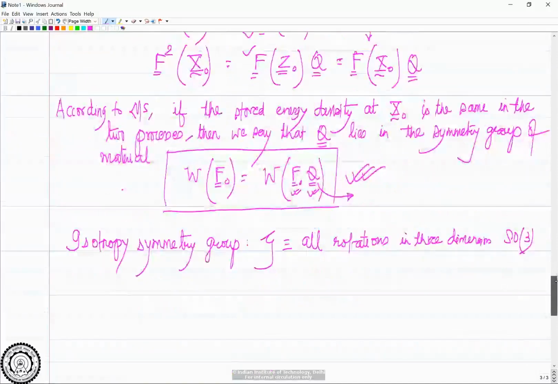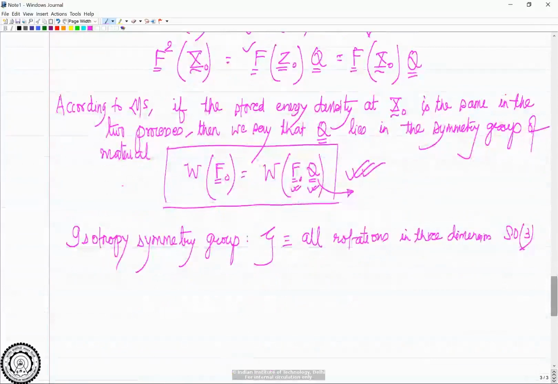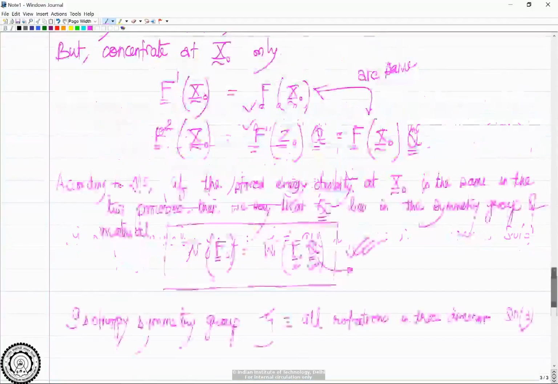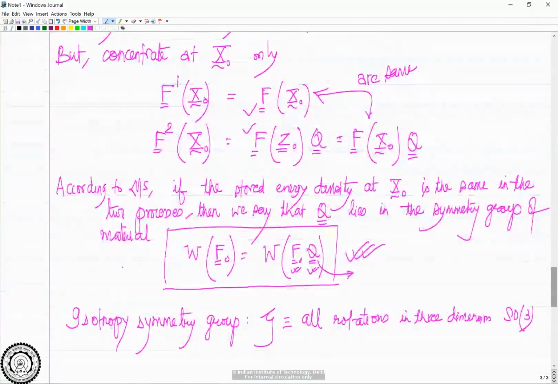Yes, sir. Excuse me, sir. When you said while comparing F1 and F2, we found that at x naught the F x naught are the same, not the Q part. So then you said that now we can come to the physics, and you said the second statement, according to MS, that if the stored energy density will be the same.